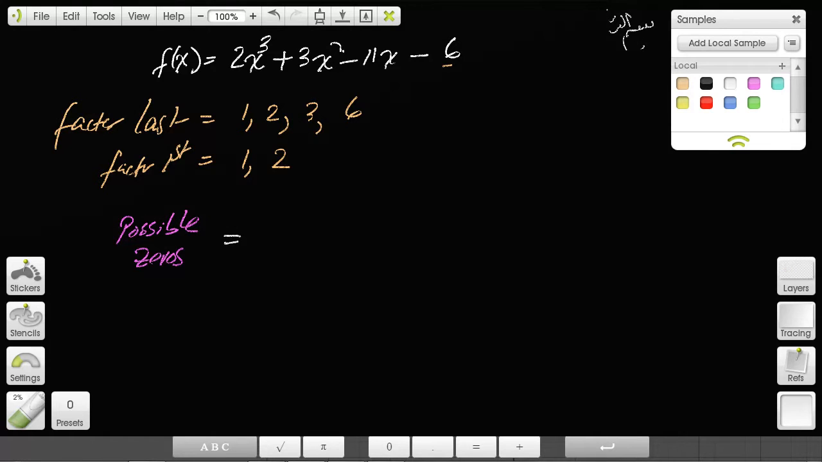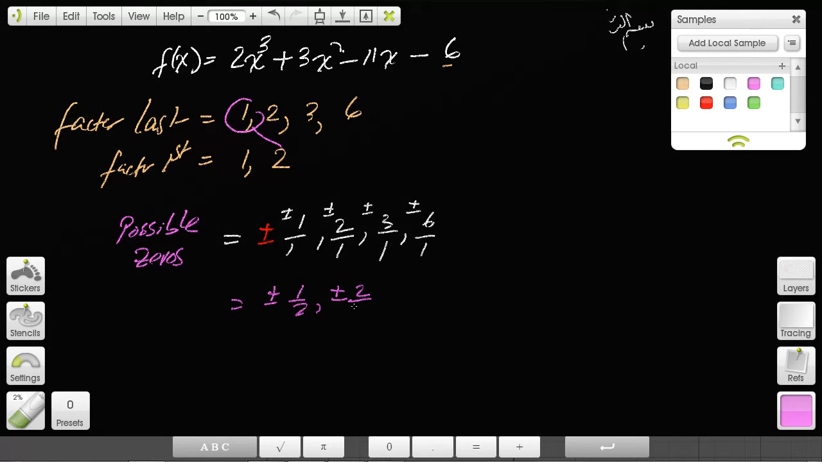So factors of last over first. You're going to take this one and put it on here. Take this one, put it on there. Take this one, put it over there. Take this one over there, okay? And these are all going to be plus and minuses, okay? Plus or minus 1 over 1, 2 over 1, 3 over 1, 6 over 1. And then it's going to be plus or minus 1 over 2, plus or minus 2 over 2, plus or minus 3 over 2, plus or minus 6 over 2.